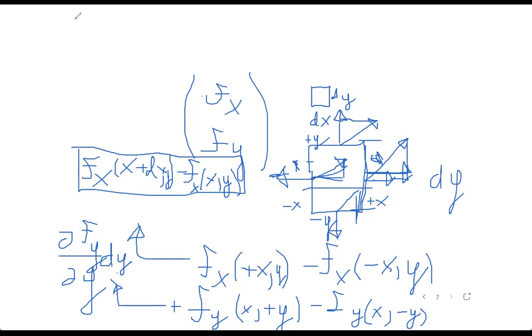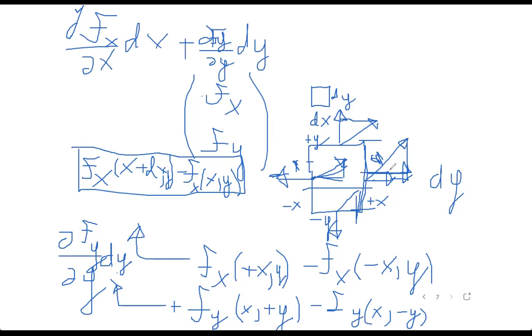So we have partial fx over partial x times dx, plus partial fy over partial y times dy.